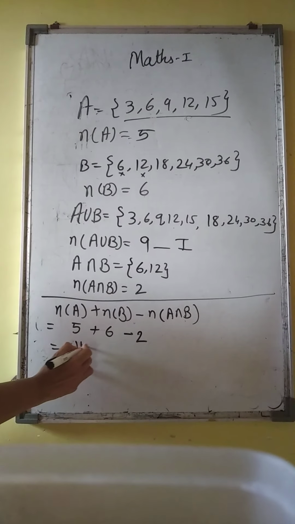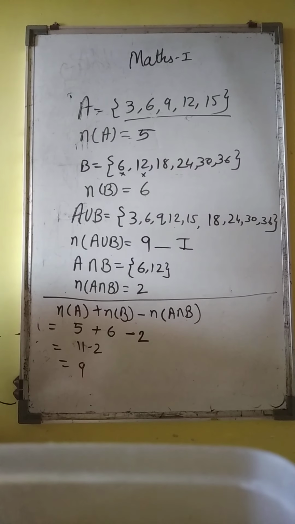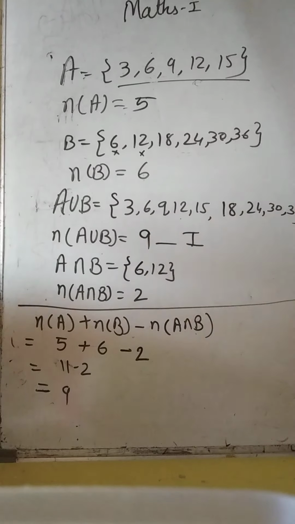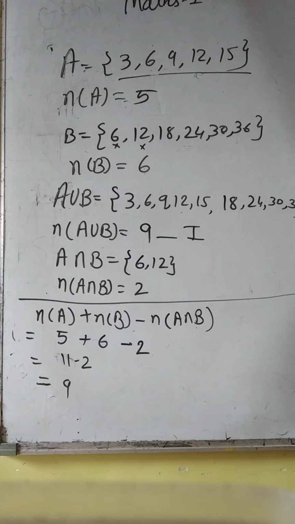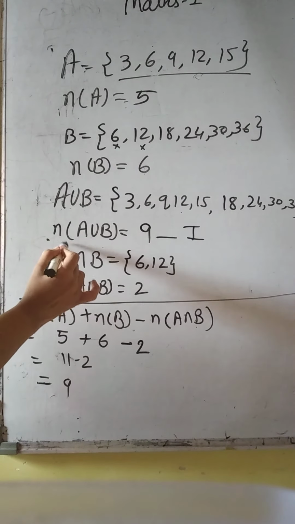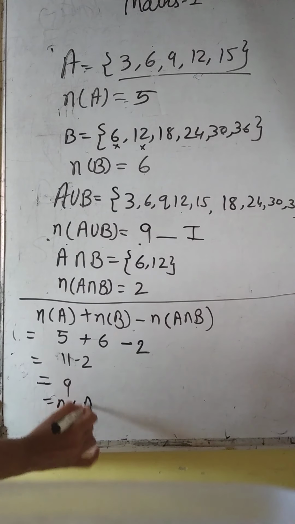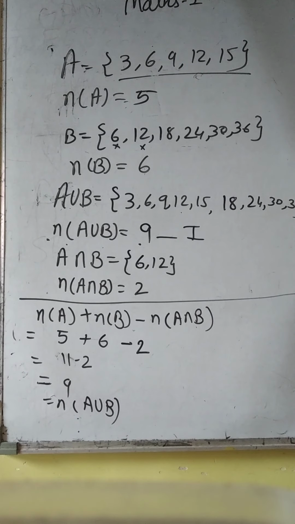11 minus 2, which comes out to be 9. Right? Now 9, somewhere this number came to me. Do you see where this number was? Yeah, here it was. Right? So instead of 9, can I write down as n of A union B? Yes, I can write it out.